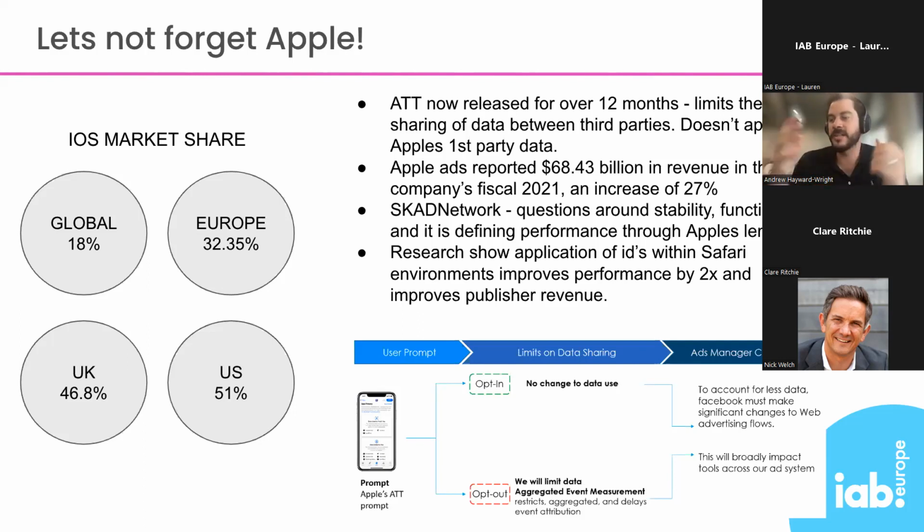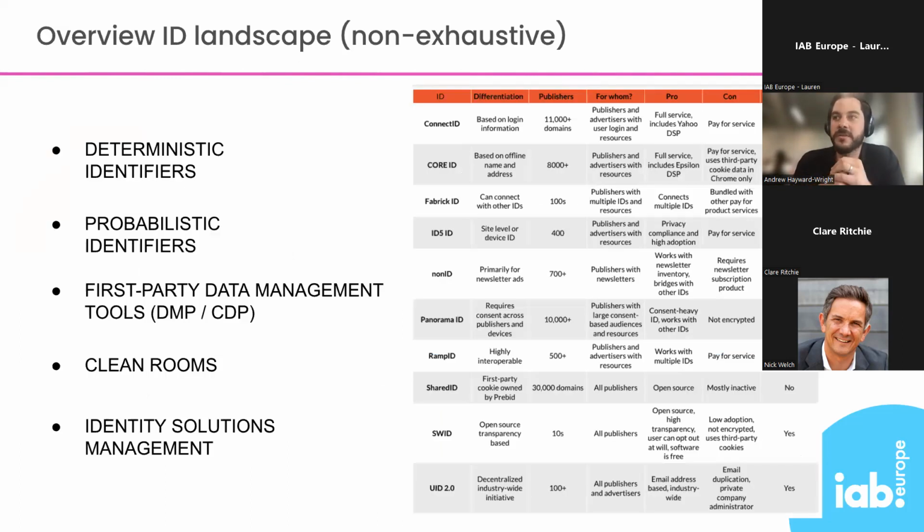So from an ID solution, we have a testing bed in Safari that we can look to apply within the Chrome environment as well. So that moves on to the ID landscape. I'm sure many of you have heard of these terms, but just a bit of a refresher, hopefully it feeds nicely into the panel. We have deterministic identifiers, which are based on a specific piece of data from a user, so an email address or a phone number.